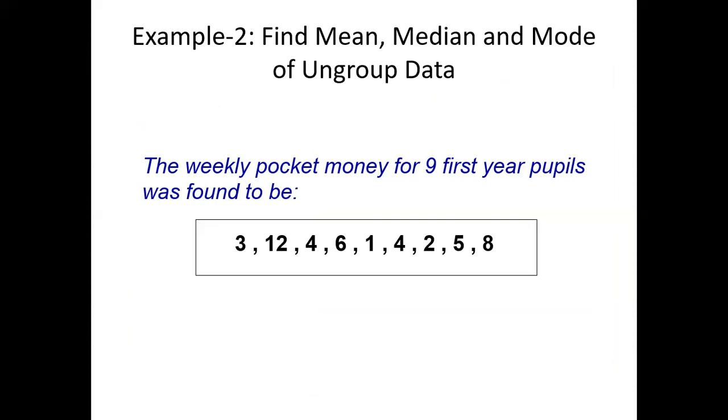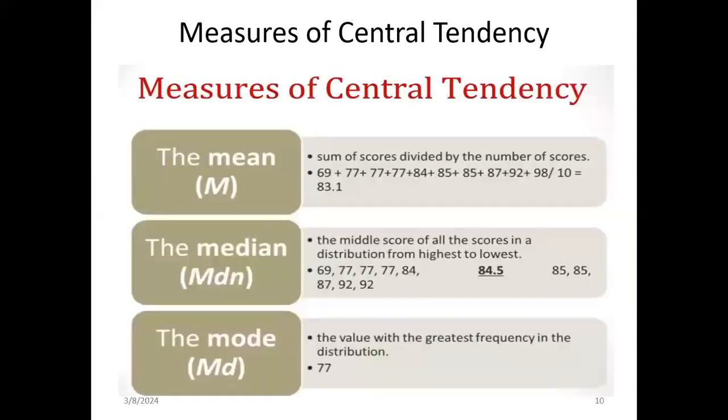now, the mean, as we have described, is the average, and the average is when you sum up all the scores and you divide that by the number of scores. So if the number of scores are 10, or if they were 20, we will add all and we will divide it by 20. Now the median is the middle score of all the scores in the distribution from the highest to the lowest.